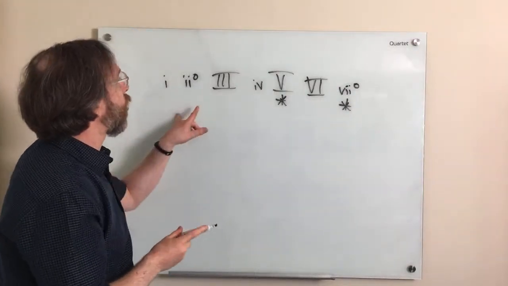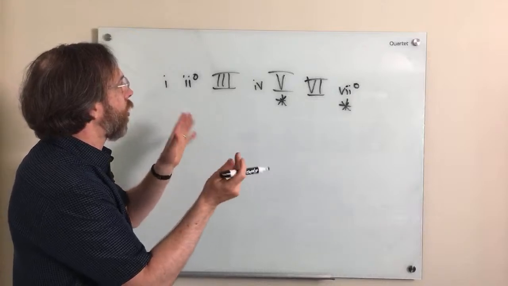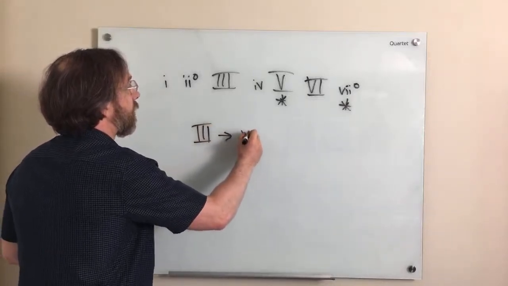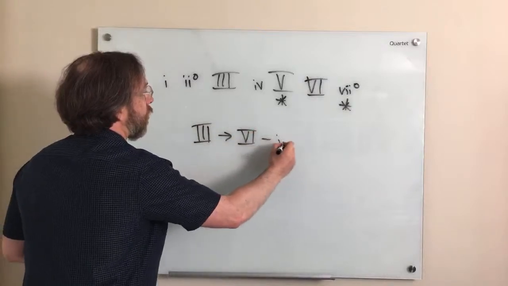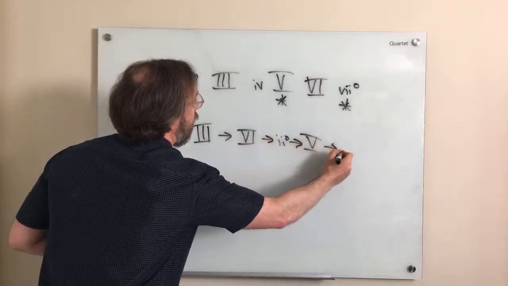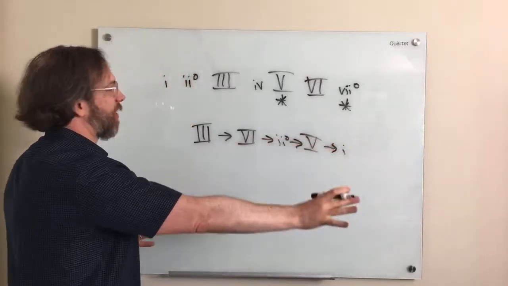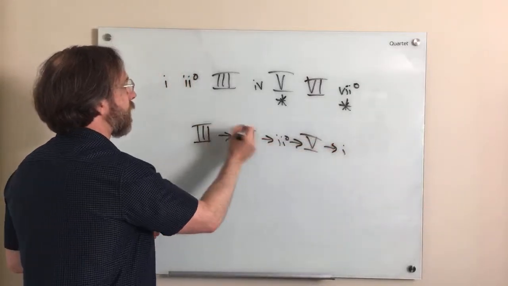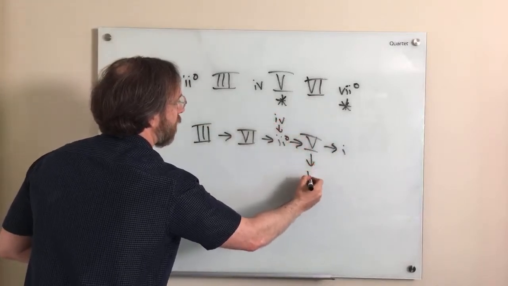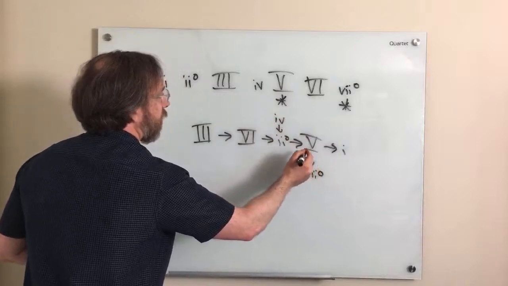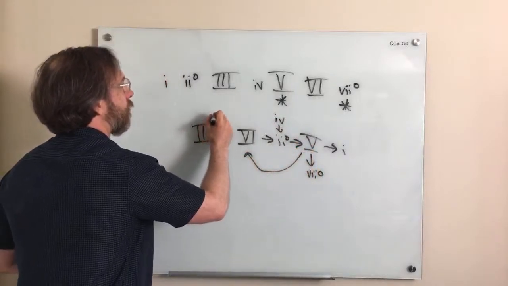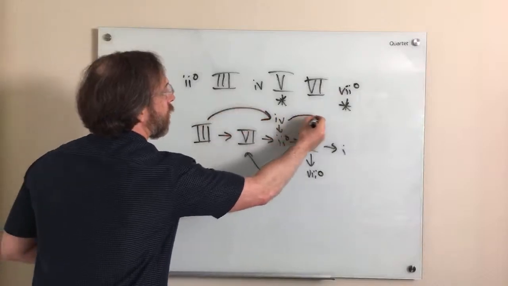So the chord progression chart that we had of 3 going to 6 to 2 to 5 to 1 that I had up before with major, it's still the exact same. 4 can happen here, and 4 can go down to 2, 5 can go down to 7 diminished, 5 can jump back as a deceptive resolution to 6, 3 can leapfrog to 4, 4 can jump to 1.